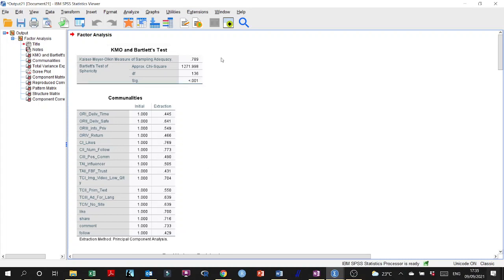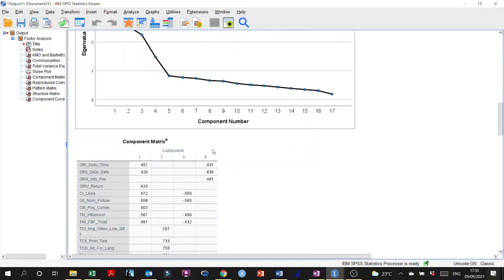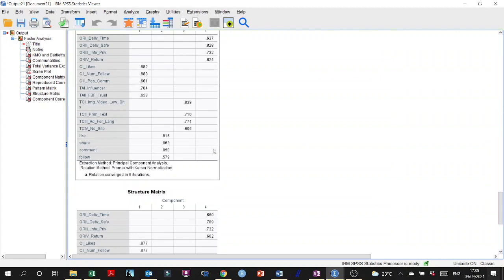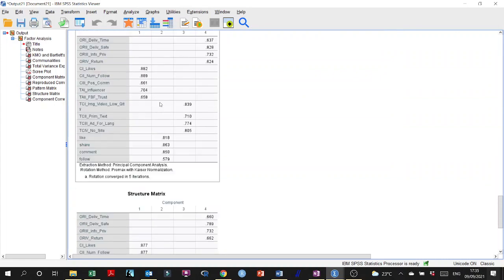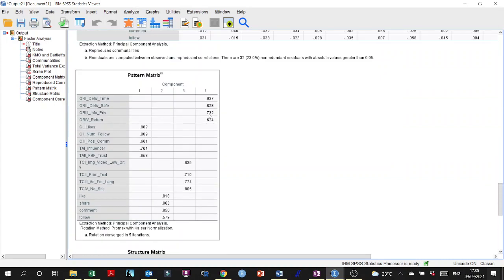So this is the adjusted theoretical framework that I would be using. I'm going to be using this one. Let's start with the reverse order. So this is the pattern matrix here. This is loading nicely on order risk. Loading nicely together. All of them are over 0.5.